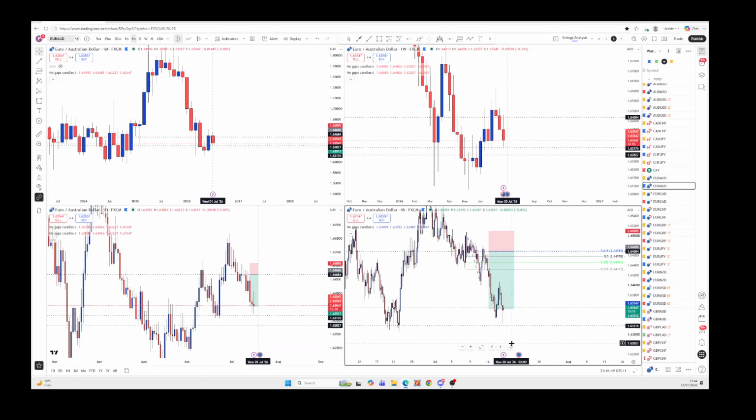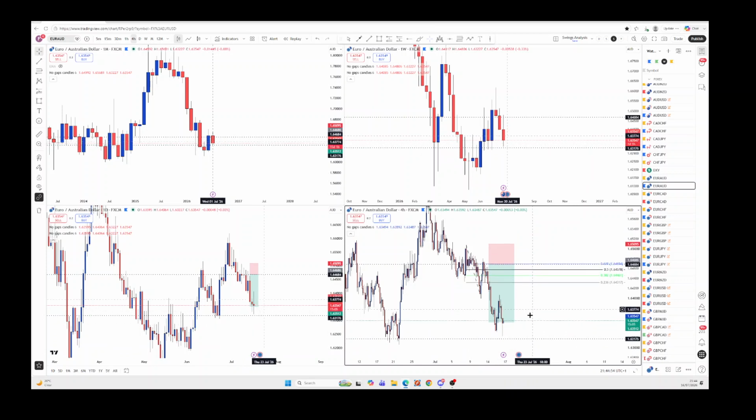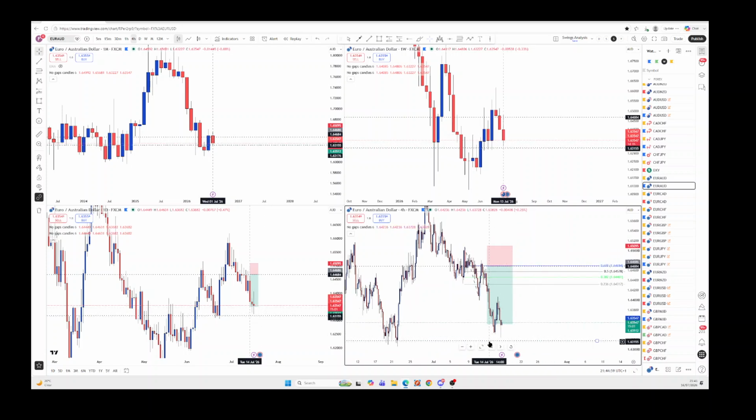Now it might continue going down. That's fine, I'm not worried about that. I've taken my money out of the trade and that's it. So very happy with that. But that's the breakdown for EURAUD.